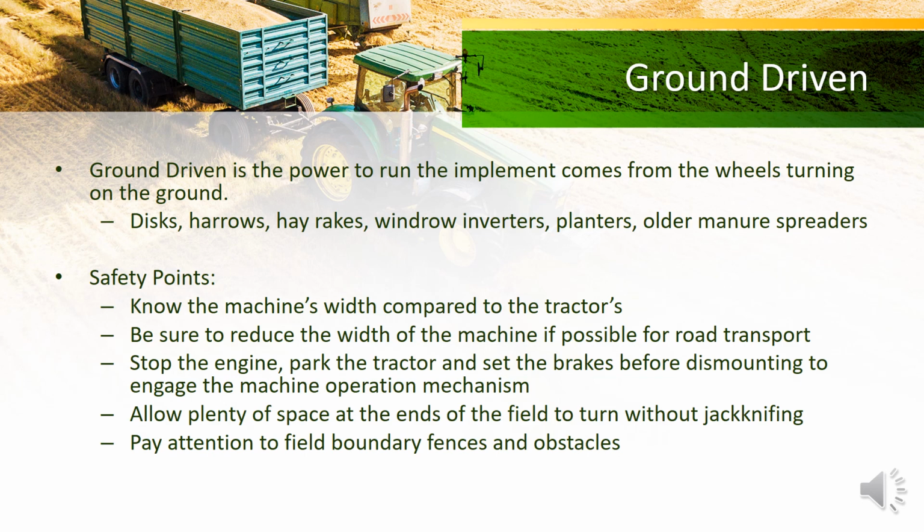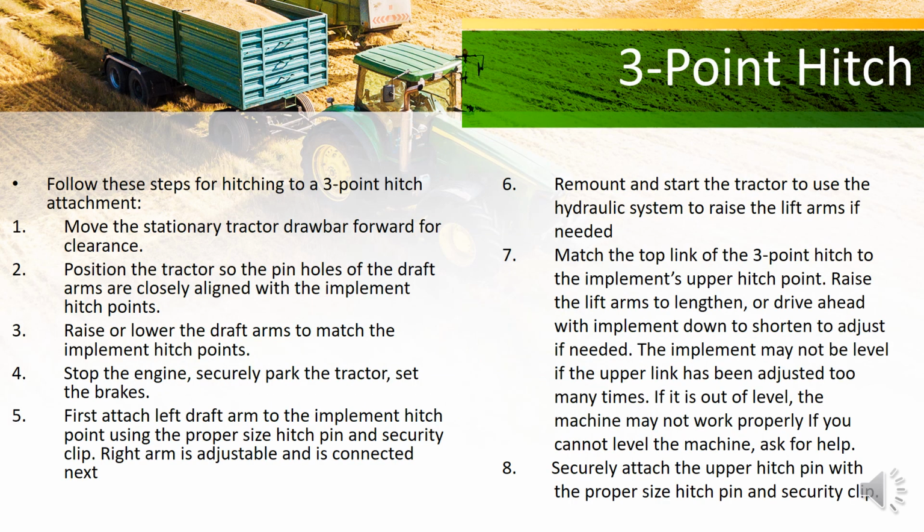Key points to know about safety when using ground-driven implements. Know the machine's width compared to the tractor's. Be sure to reduce the width of the machine if possible for road transport. Stop the engine, park the tractor, and set the brakes before dismounting to engage the machine operation mechanism. Allow plenty of space at the ends of the field to turn without jackknifing, and pay attention to field boundary fences and obstacles. I will post a video with the hitching steps for a 3-point hitch.